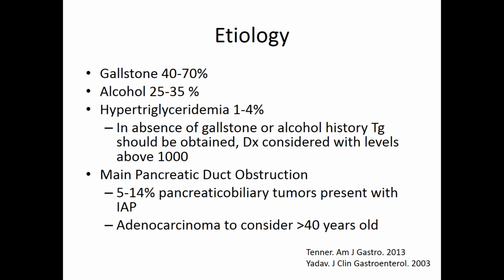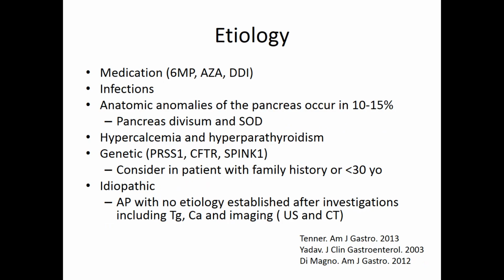You also have to consider the presence of a main pancreatic duct obstruction, and up to 5 to 14% of pancreatico-biliary tumors present with idiopathic acute pancreatitis. You also want to make sure you're considering the presence of an adenocarcinoma, especially in patients older than 40 years old. Other etiologies include medication. 6-MP and azathioprine are very frequent, very well established causes of acute pancreatitis, and you also think of heart therapy as potentially causing the disease.